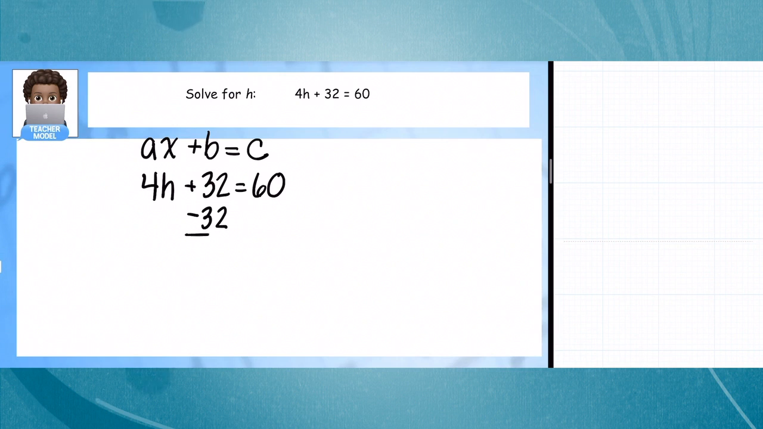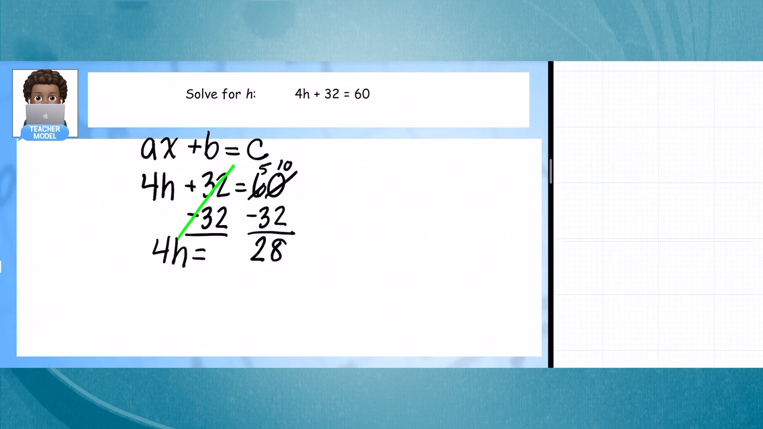So let's subtract 32 from both sides. That makes this into a 0. And on this side, we have 28. So now we have 4h is equal to 28. That's simpler. And for a lot of us, it's just making our eye look only at this part now. Now it's a one-step equation. So how do we isolate to get the h? We're going to divide both sides by 4. And h is equal to 7.